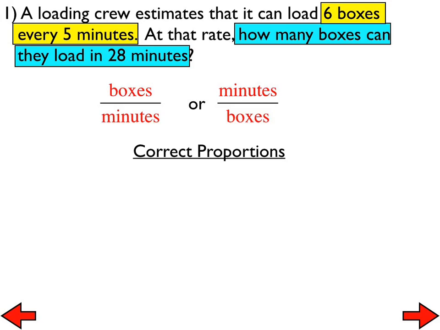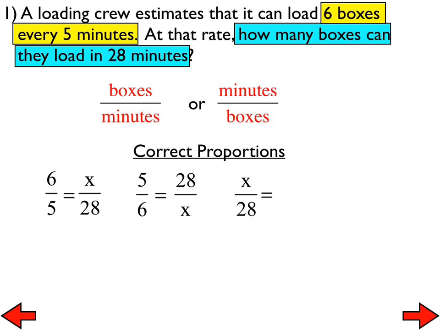But that's not the only proportion that you could use to solve this. Here's what most of you did. But look, you could also use this proportion. And if you did that, that means you have minutes on the top and boxes on the bottom. Or we could start with the x over 28 and have it equal 6 over 5, or the flip of that. Any of those as a start would be okay. Most of you used the first one.